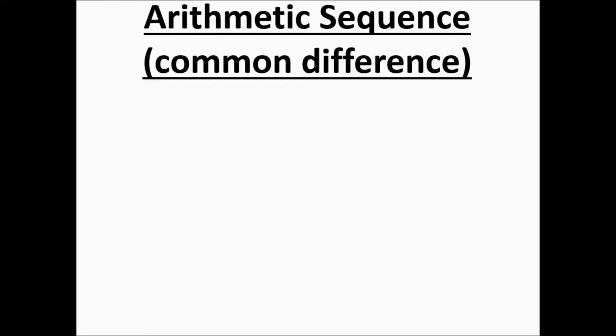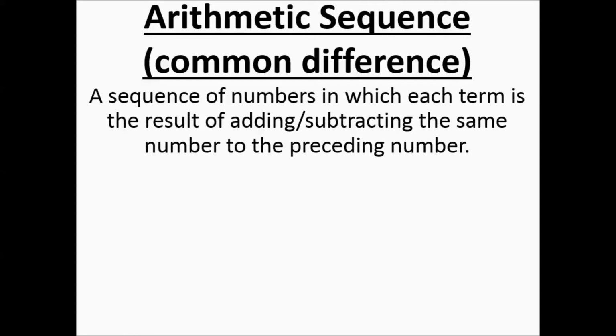So the first type of sequence we're going to talk about is arithmetic. And the key vocabulary you need with arithmetic sequences is that they have a common difference. Common difference. The official definition is a sequence of numbers in which each term is the result of adding or subtracting the same number to the preceding number. So we're going to give you an example, and then later on we'll give you a couple more examples.